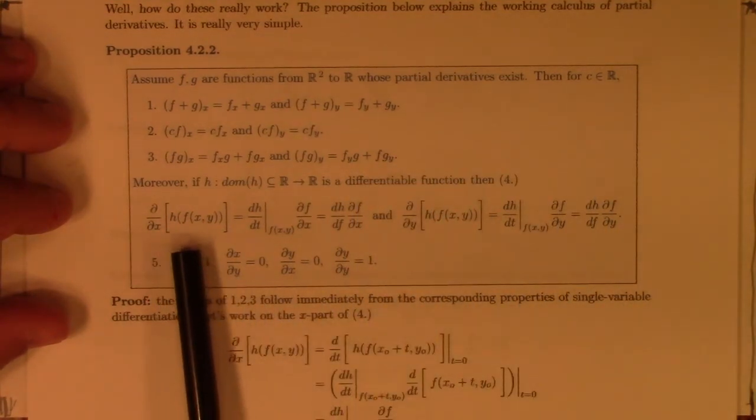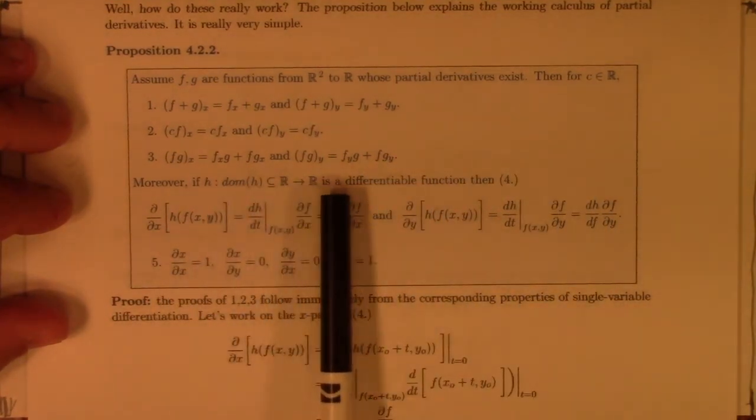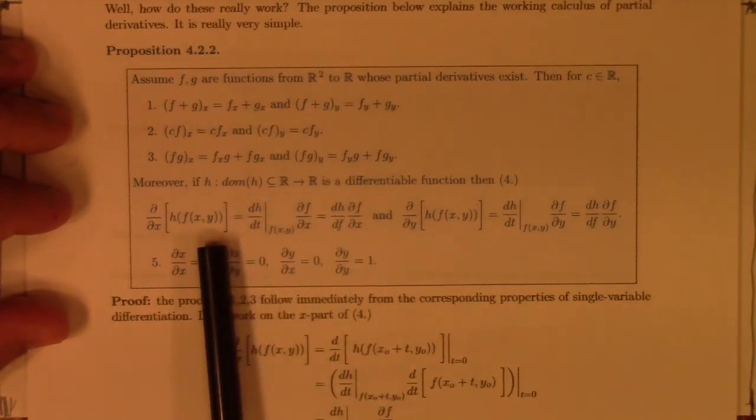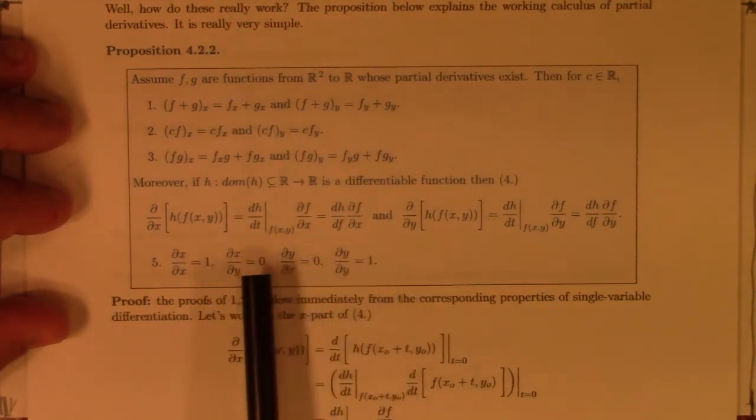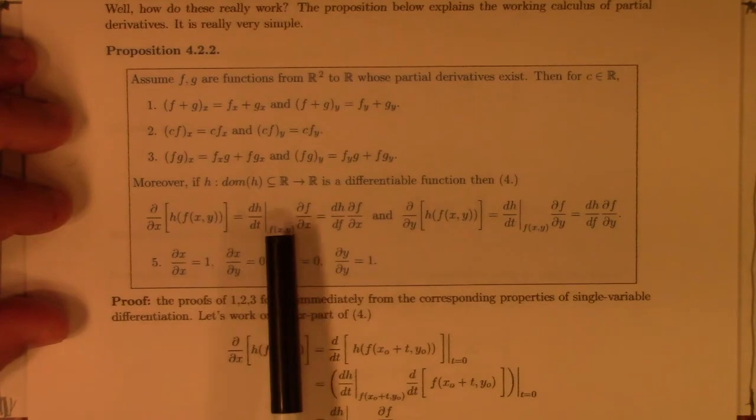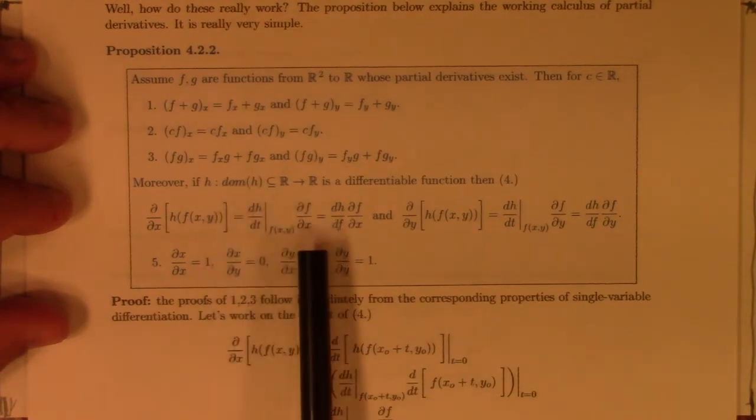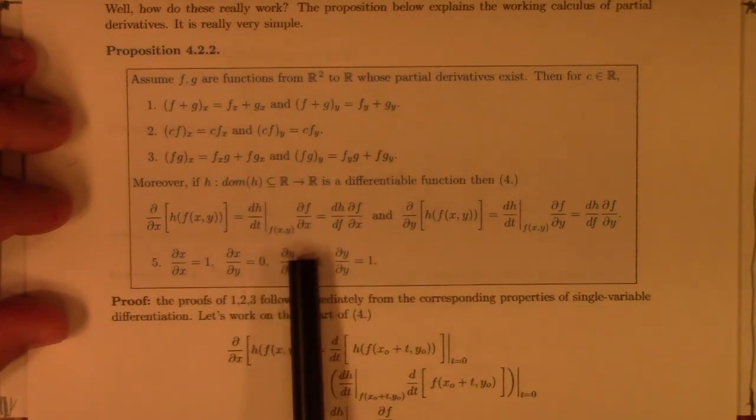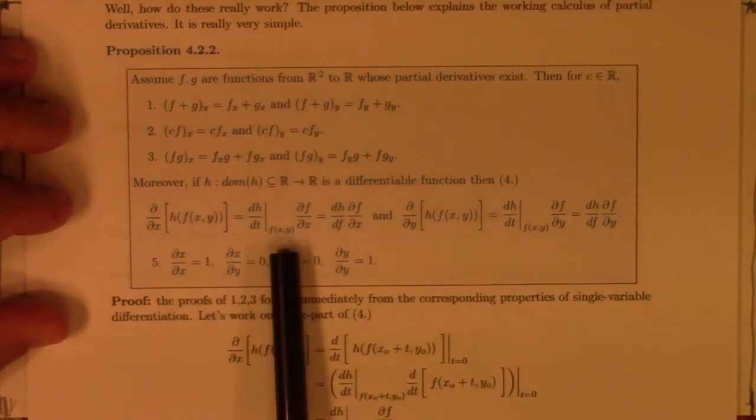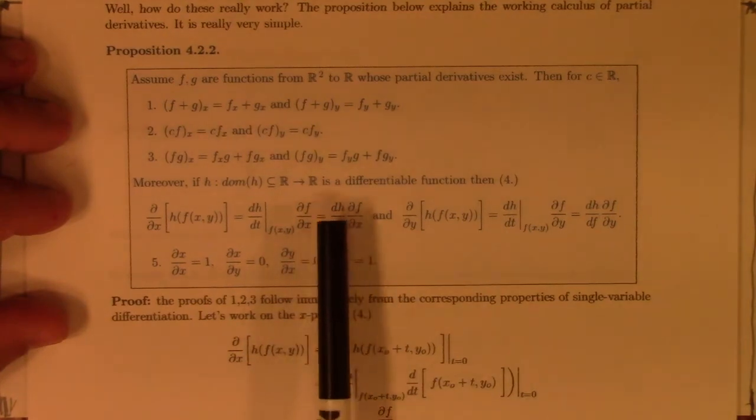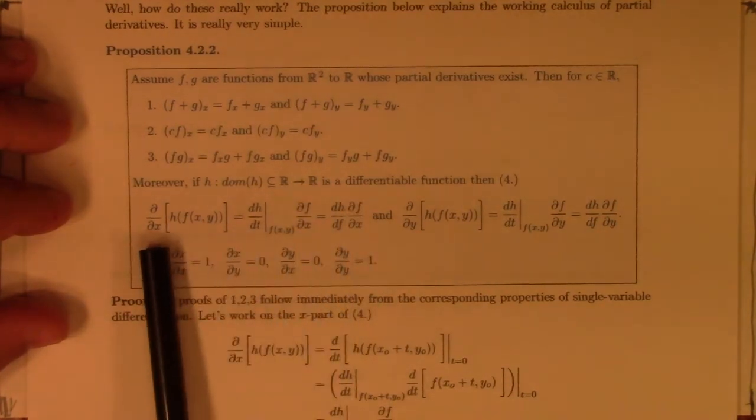If we have a composite of a function on the reals with a function of two variables, then we have this chain rule: dh dt is just like a Calc 1 derivative, and we have to evaluate that at the multivariate function, and then we multiply by partial f partial x if we're taking a partial x derivative.